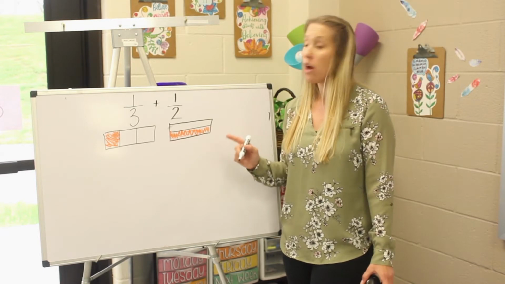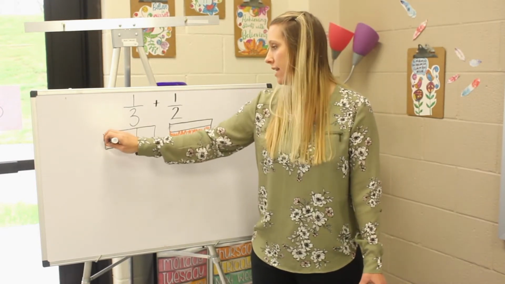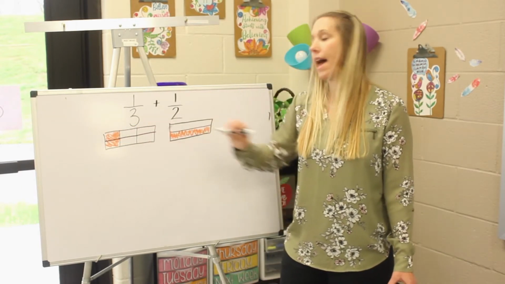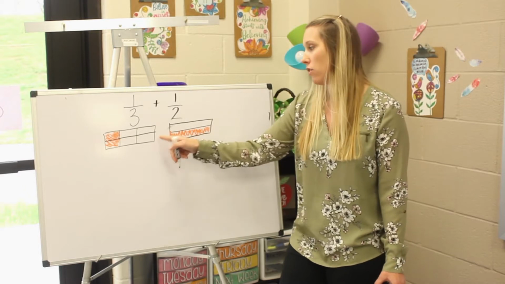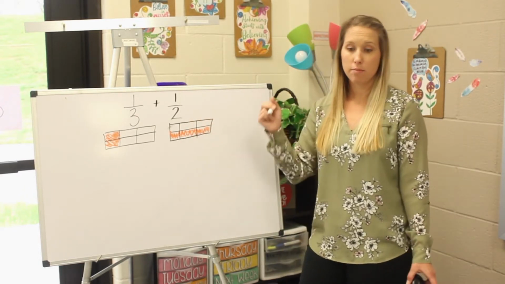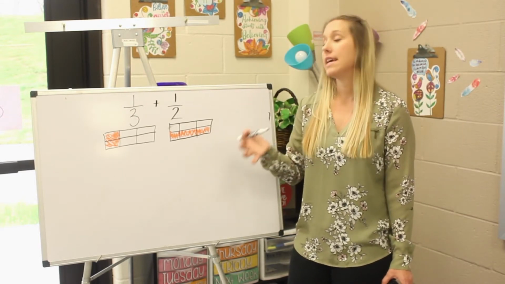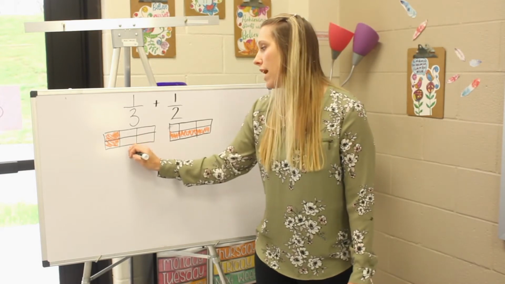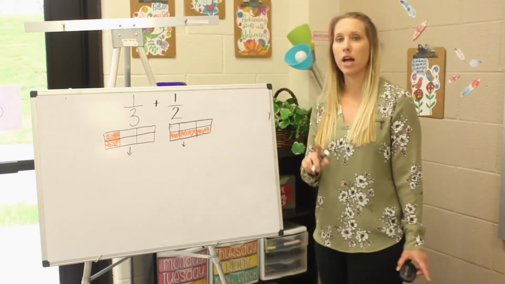Well, I notice that I can take this model and cut it this way, and now I have 6 pieces. I can take this model and cut it into 3, and now I have 6 pieces. Are they the same size pieces now? Yes, they are. I want you to write the equivalent fraction for each of these below your model.